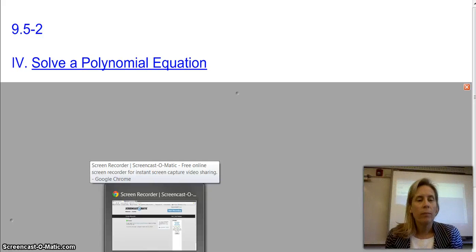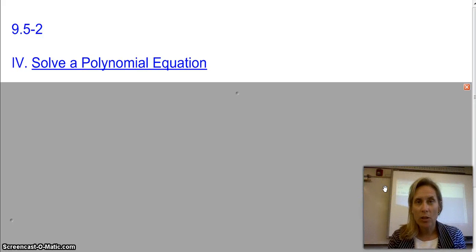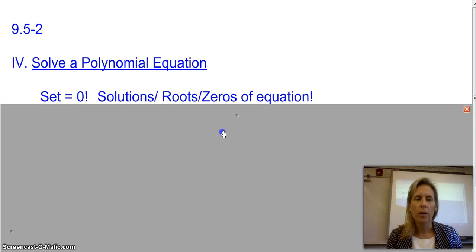Okay, algebra. We are back for chapter 9, section 5 for the second day. So a quick lesson on second day where we're going to extend what we learned about factoring quadratic trinomials yesterday. So solving a polynomial equation. Rather than just using expressions today, we're going to look at equations. We're adding the equal sign, right? We'll continue to use factoring.